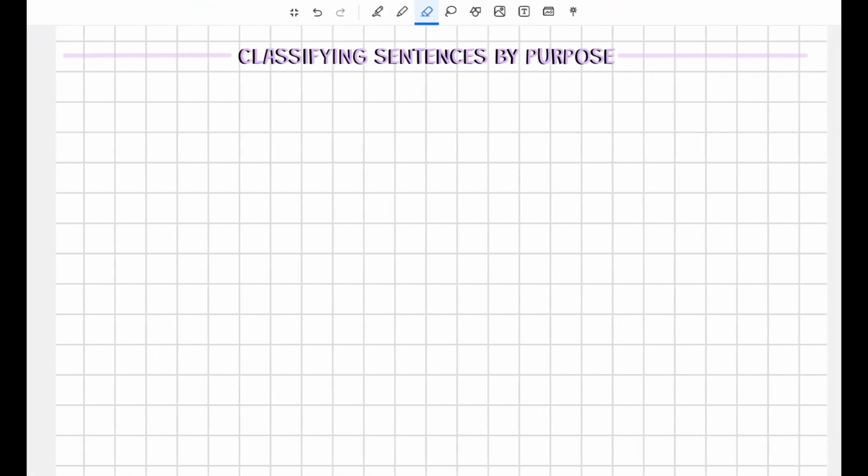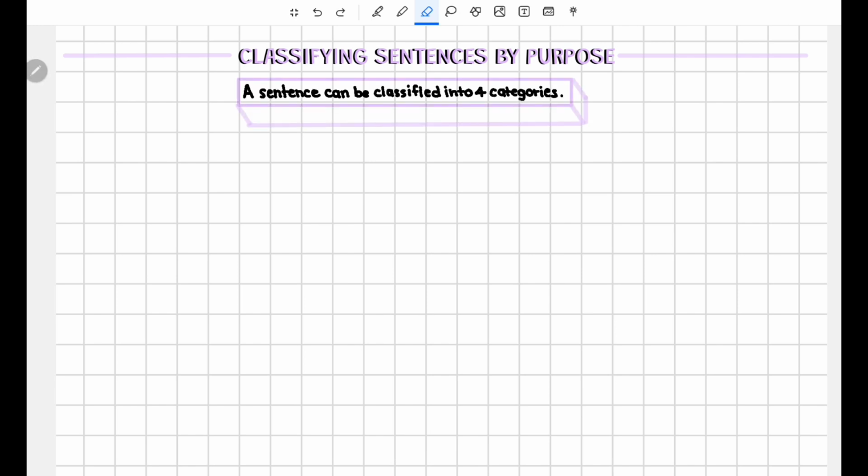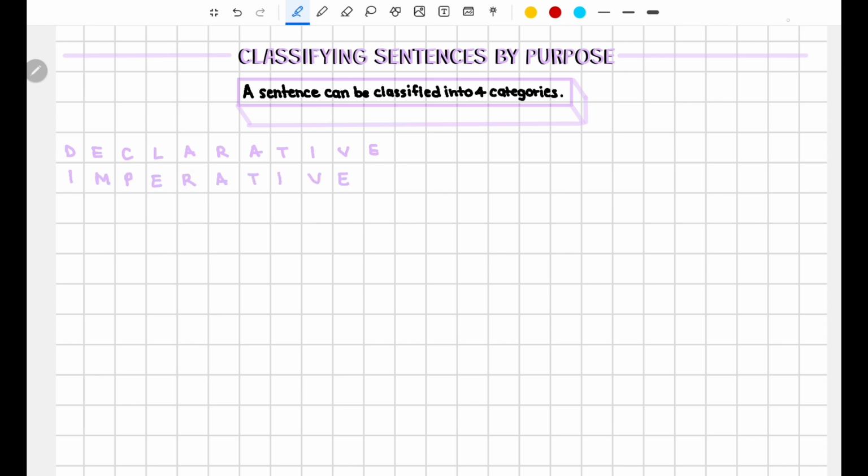Welcome back to Easily Explained, where today we will be talking about classifying sentences by their purpose. So let's get started. A sentence can be classified into 4 possible categories. They are declarative, imperative, interrogative, and lastly, exclamatory.